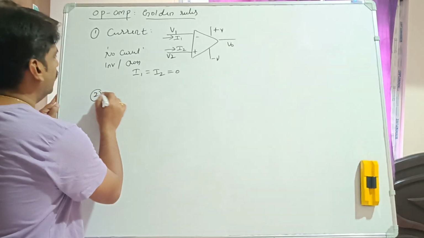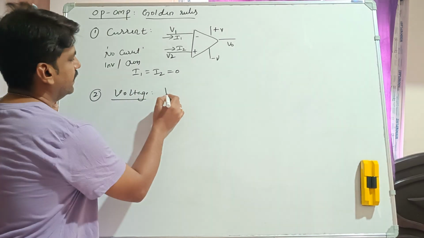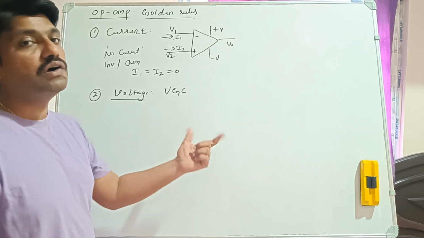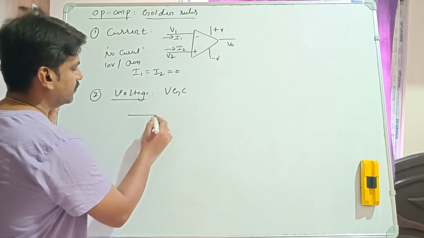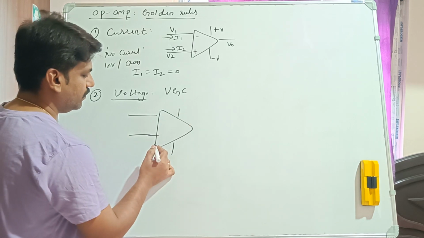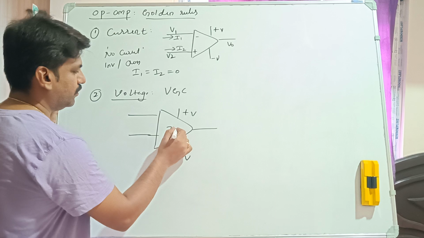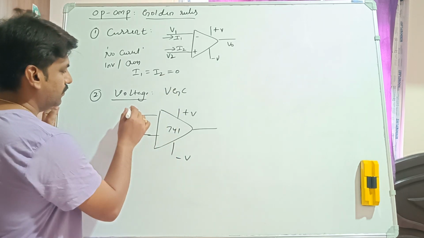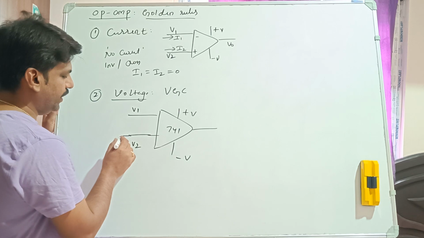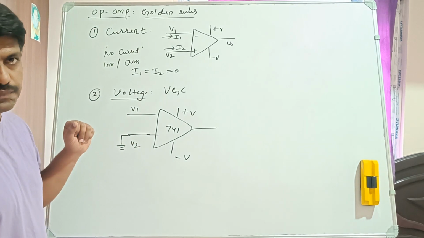Then the second rule, we will take with respect to voltage. So here there is a concept of virtual ground. That is the virtual ground concept, we will call that. Suppose I will take the same op-amp like this, right? So plus V, minus V, it is a 741 op-amp, same. So it is V1 and it is V2.